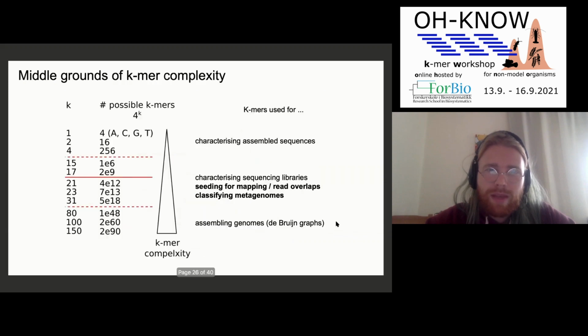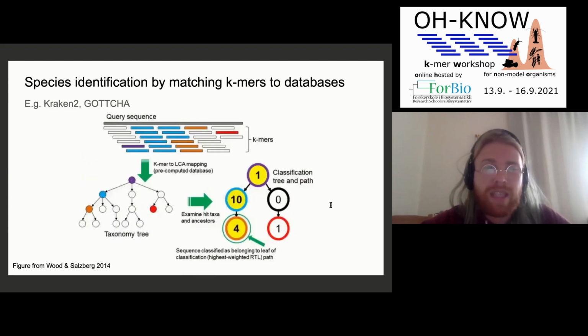What I was about to say. Well, okay, so now I will talk about things that I'm least comfortable with, so really cut me a bit of slack, please. Kmers are used quite a lot for seeding, mapping, searching for overlaps and classifying metagenomes, none of which are things I really do.